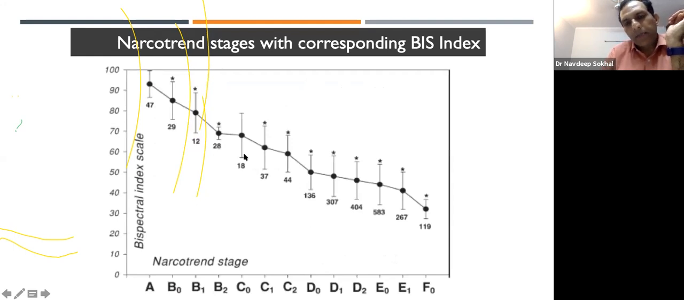If you compare with the BIS, you see on this Y axis from 60 to 40, you have the BIS scale, which will correspond to somewhere around D, and 40 will correspond to E. So this is the actual area where you want the patient to be.